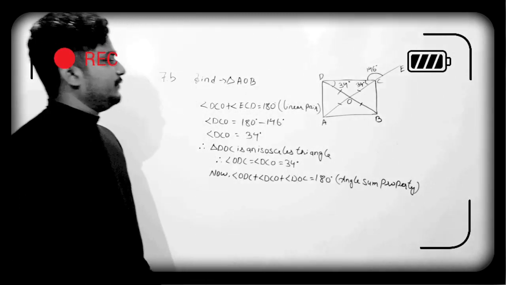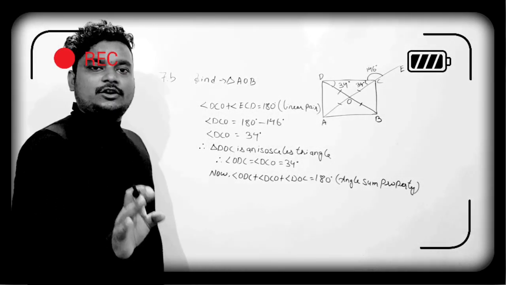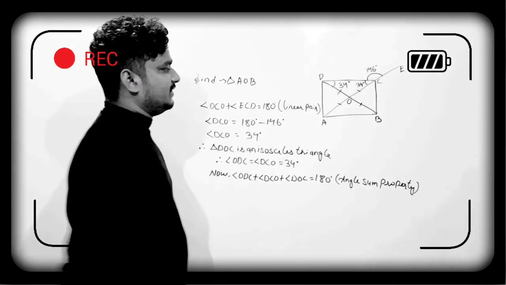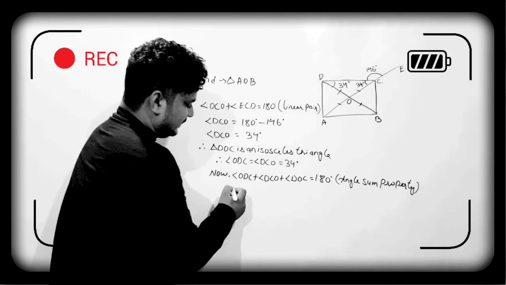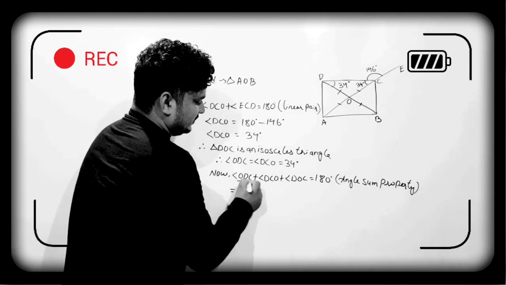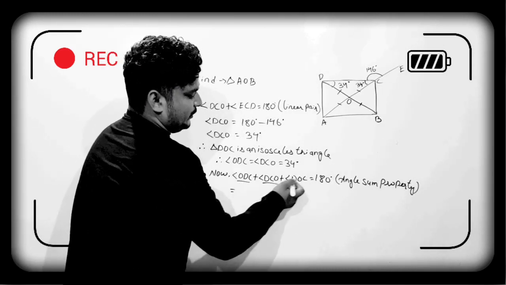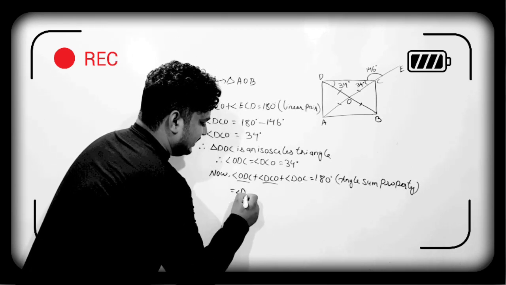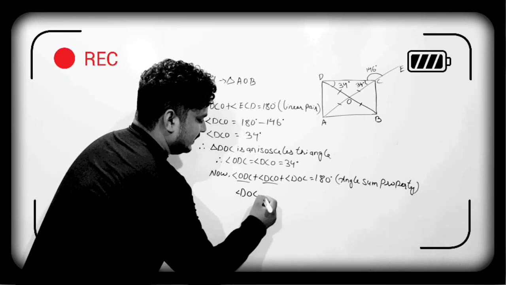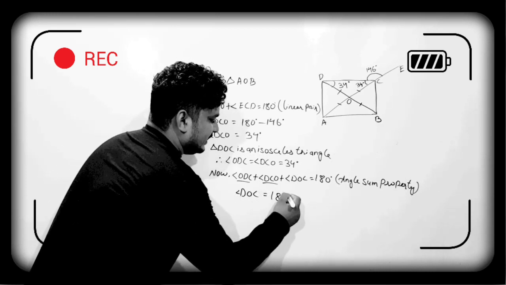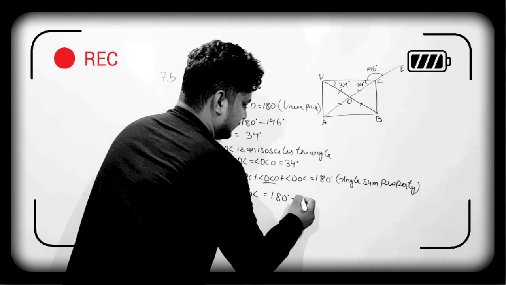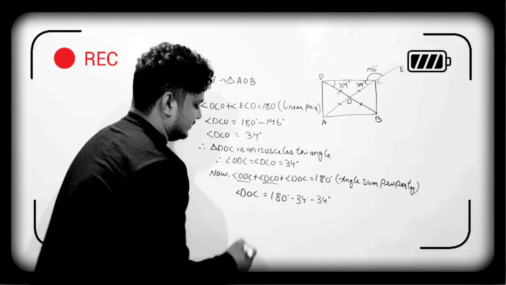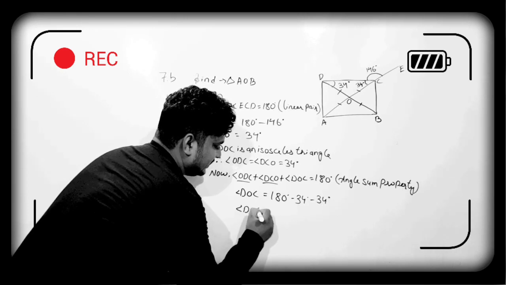By angle sum property we can tell that the sum of all the angles of a triangle is equal to 180 degrees. Now we know the value of this particular angle, and we don't know the value of angle DOC. So we can write that angle DOC is equal to 180 degrees minus 34 degrees minus 34 degrees.